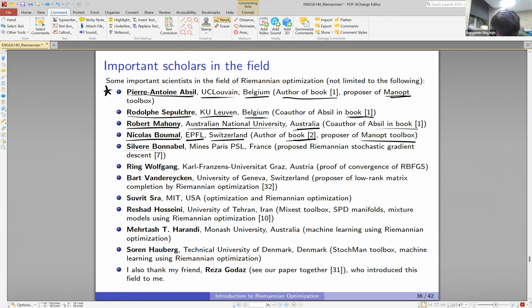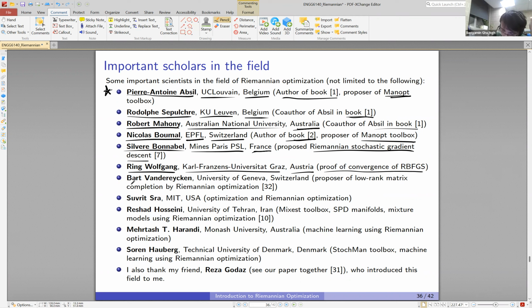Silvère Bonnabel at Mines Paris PSL in France. He proposed Riemannian stochastic gradient descent. Do you remember? We have gradient descent, Euclidean gradient descent. He extended that to Riemannian gradient descent. Wolfgang Ring at Karl-Franzens-Universität Graz in Austria. Many people in Europe are doing that, like this. He has the proof of convergence of RBFGS.